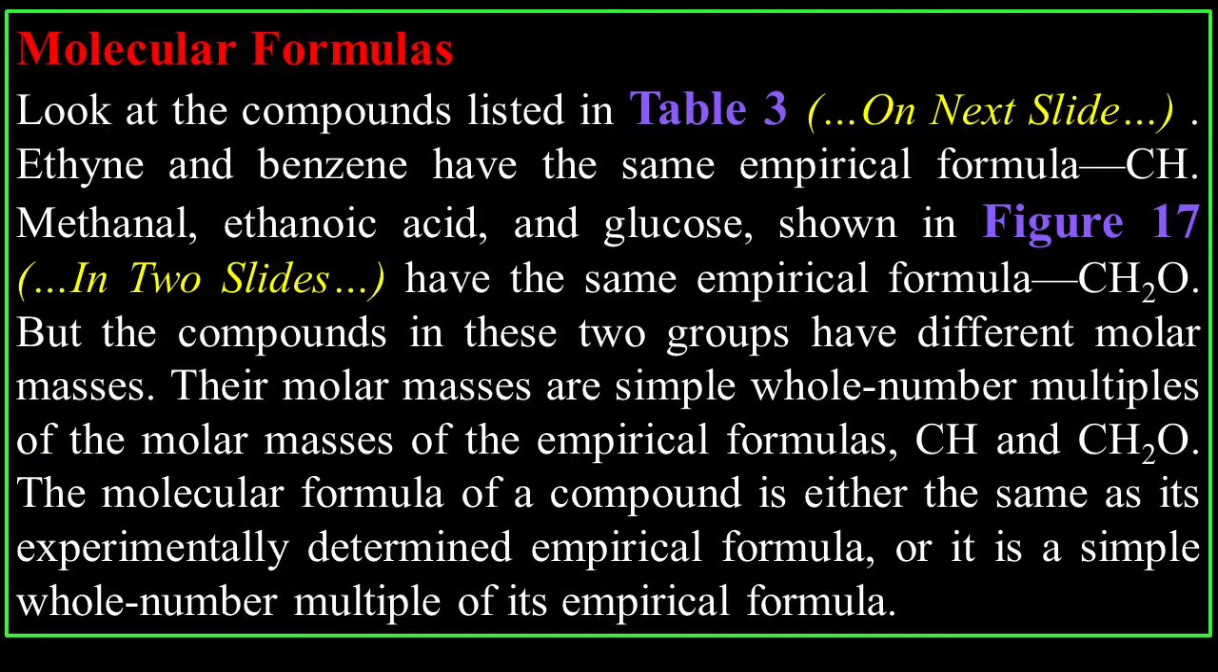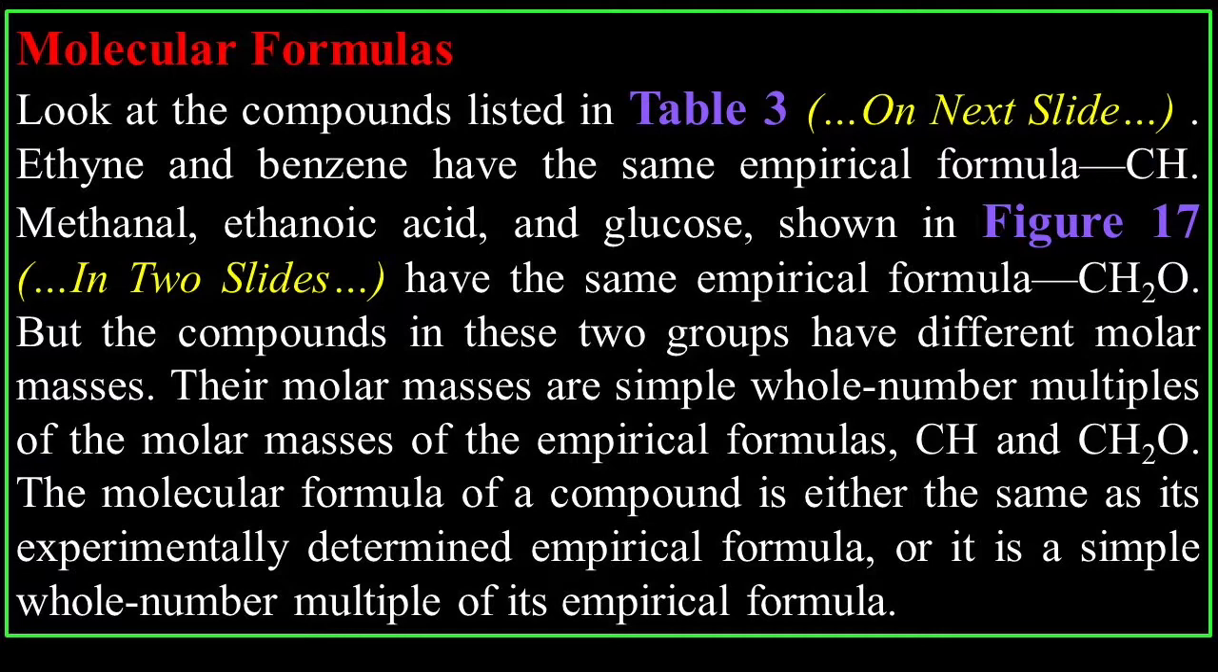Look at the compounds listed in figure 3 on the next slide. Ethylene and benzene have the same empirical formula, CH. Methanol, ethanoic acid, and glucose, shown in figure 17 in 2 slides, have the same empirical formula, CH2O. But the compounds in these 2 groups have different molar masses. Their molar masses are simple whole number multiples of the molar masses of the empirical formula, CH and CH2O.